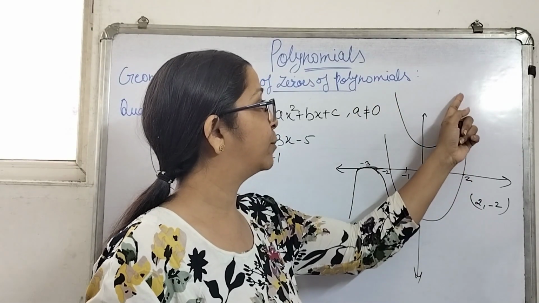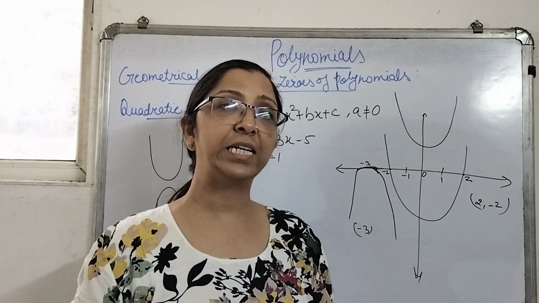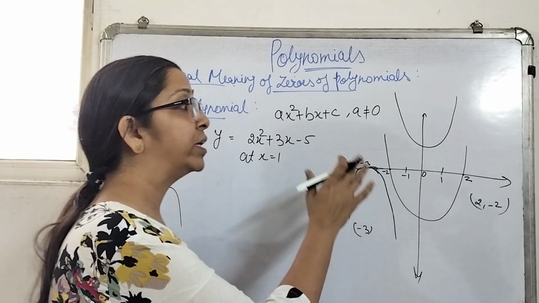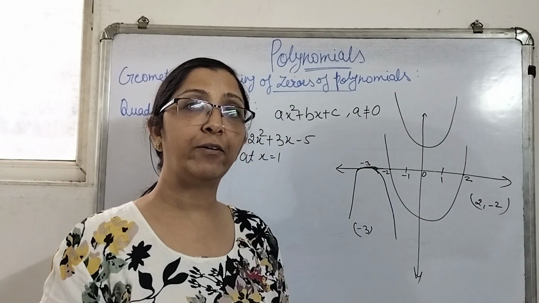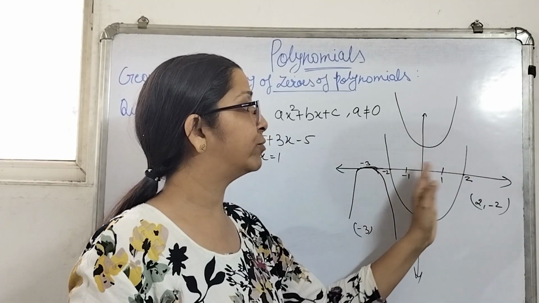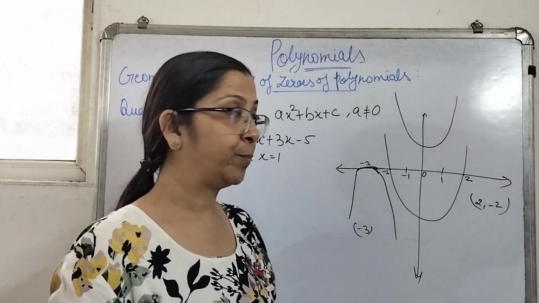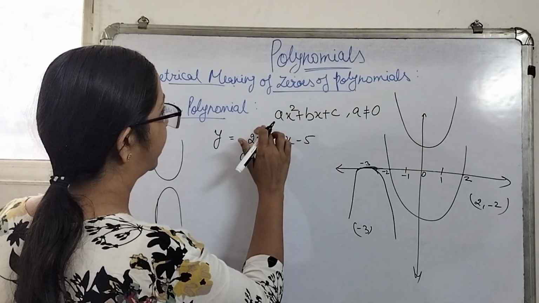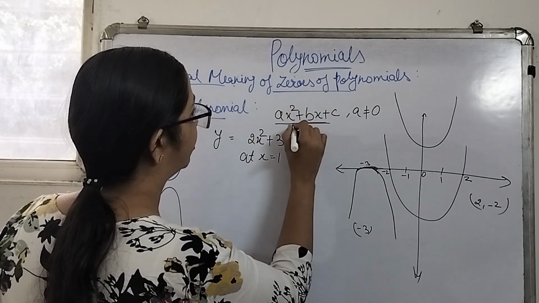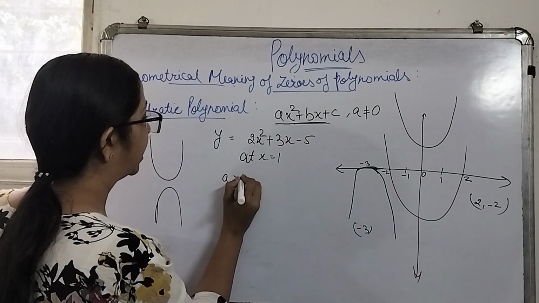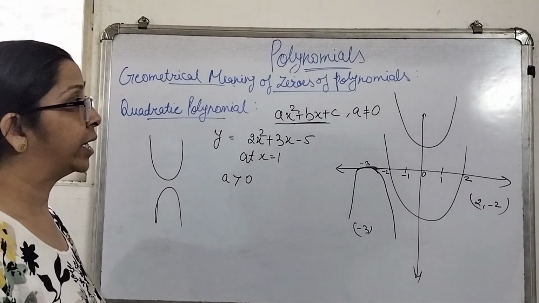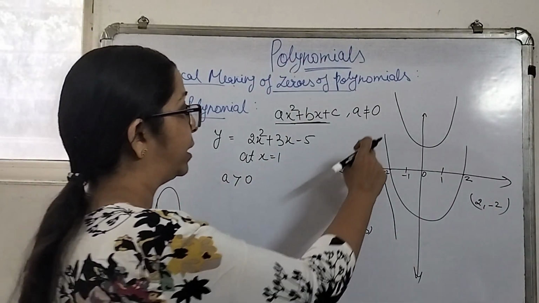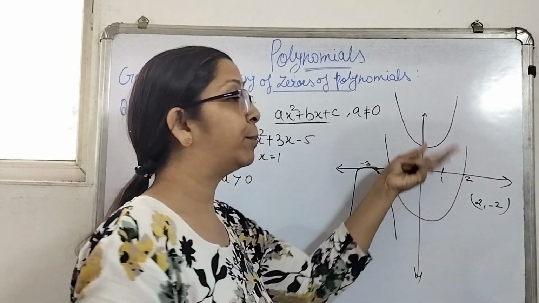And this quadratic polynomial will not have any zero. So by seeing the graph, we can come to know how many zeros the polynomial will have and what will be the value of that particular zero. By this we can find it out. Now over here, if you compare this, if you take this general form, if the value of a is greater than 0, then the shape of the parabola will open upwards.